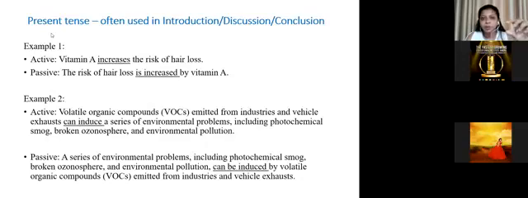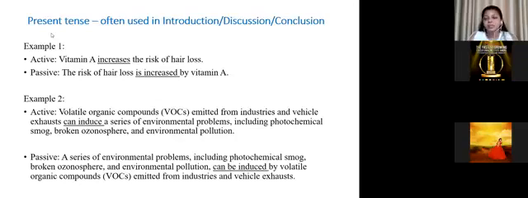Now let's read through both and see what the difference is. Look at the second sentence: the risk of hair loss is increased by vitamin A. In the second one, what is highlighted? The process or the agent? What gets the importance? The process, what happens, or the agent, what causes it? Exactly. I got the answer in the chat box.